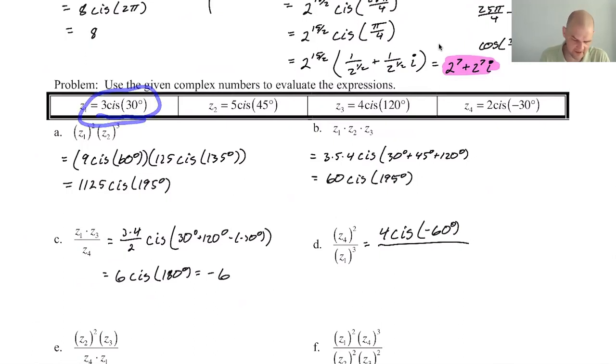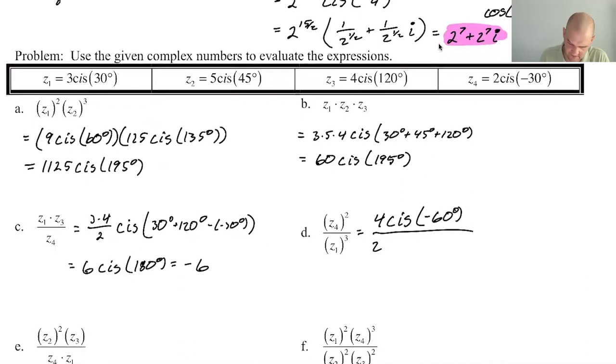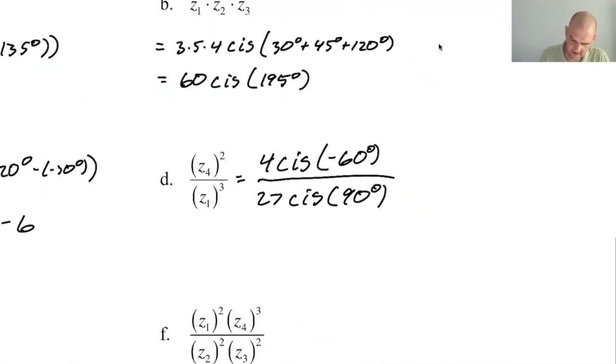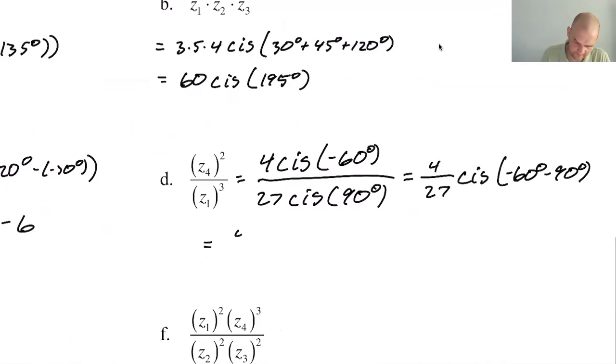All right, so this I've got to raise to the third, so I'm going to cube this. 3 cubed is 27. And then when you cube, you multiply this by 3, so that's 90. Now I have 4 over 27. That's not going to really get any better. And then I should have cis of negative 60 degrees minus 90 degrees. That's negative 150. 4 over 27 cis negative 150.